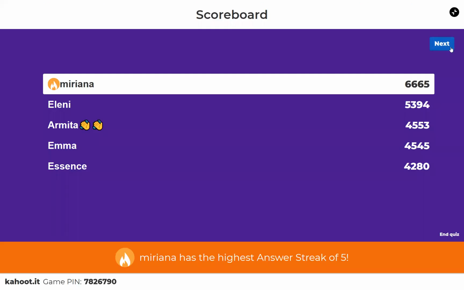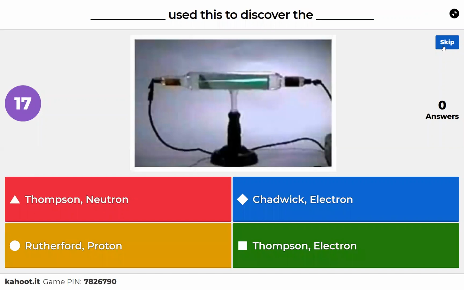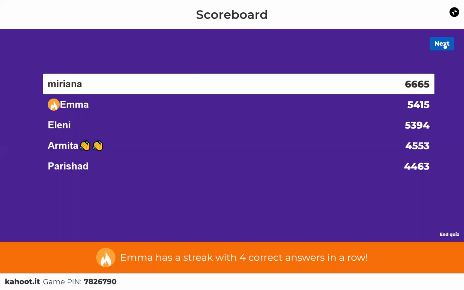Oh, look at that. Okay. You need two answers here. Use this to discover the, remember this? The cathode ray tube. We can eliminate possibilities if you remember the particle that was discovered. Yeah, it's the electron with Thomson. So try to reason out. I know if you can't remember everything, you should be able to eliminate possibilities where possible, obviously.